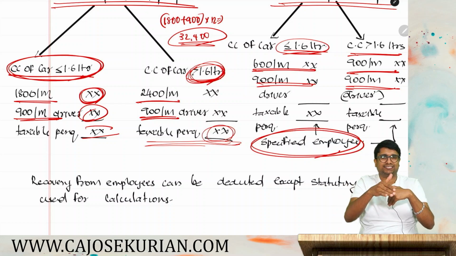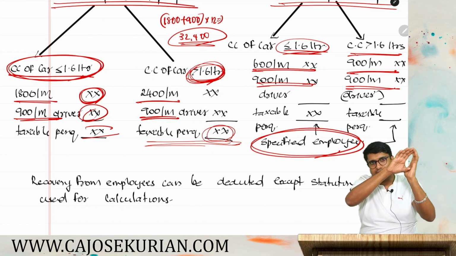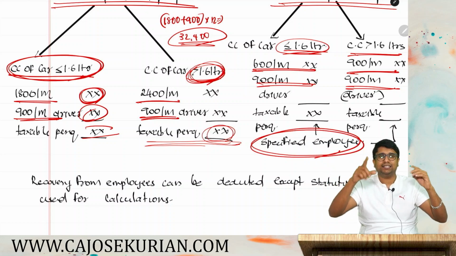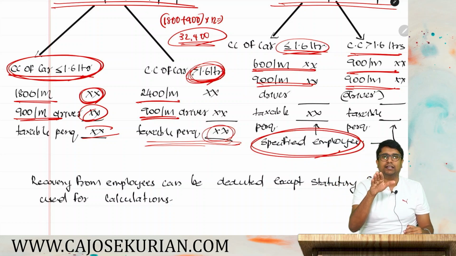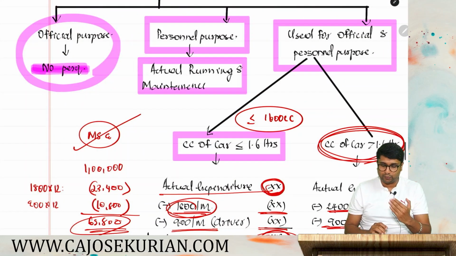1.6 liters or less. If the cubic capacity is 1.6 liters or less, then write down the actual maintenance and running charges, deduct 1800 per month. Then the driver is there, additionally deduct 900 per month. Then this is how you have to value the perquisite.